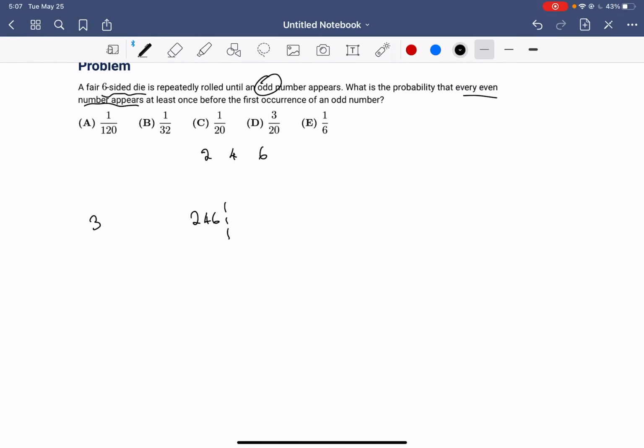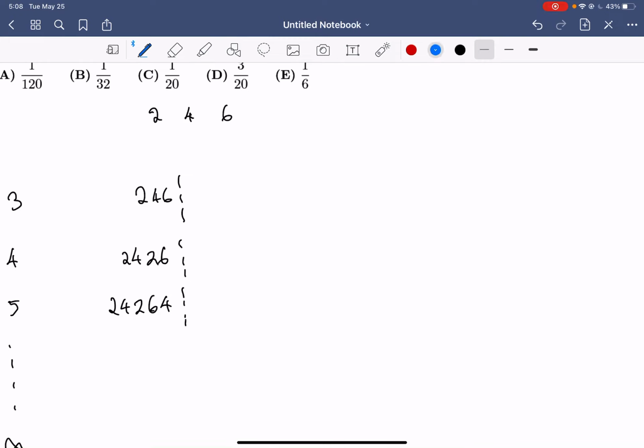And using a similar logic, we can say that it can be 4, it can be 5, and all the way until infinity. It would be something like 2, 4, 2, 6, 4, and an odd number. And that probability would be 1/2, the probability that it will be an even number. So that would be 1/2 cubed, 1/2 to the fourth, 1/2 to the fifth.